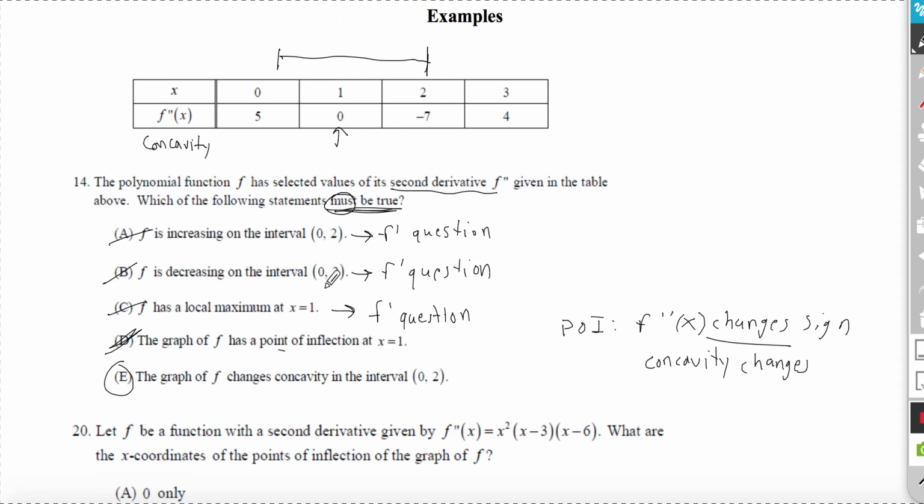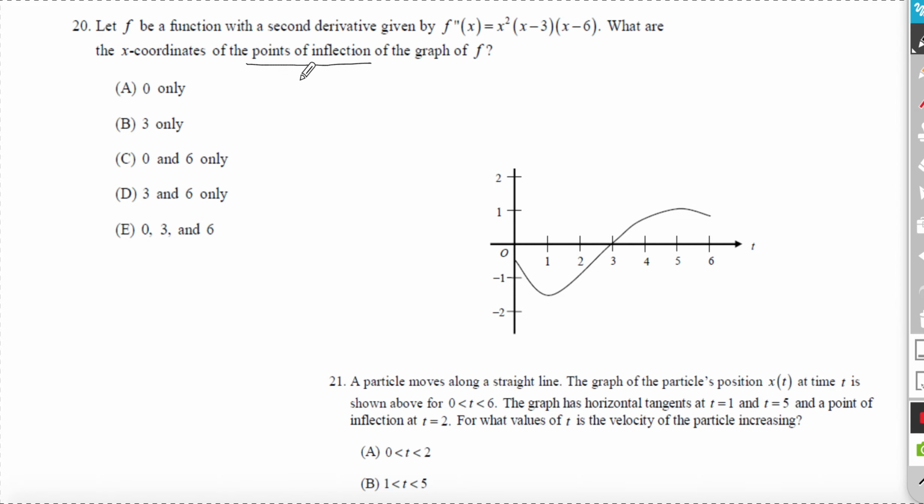All right. Number 20, let f be a function with a second derivative given by this expression. What are the x-coordinates of the points of inflection? Hey, look, another points of inflection question. Points of inflection are where the second derivative changes sign. What are the x-coordinates of the points of inflection of the graph of f?